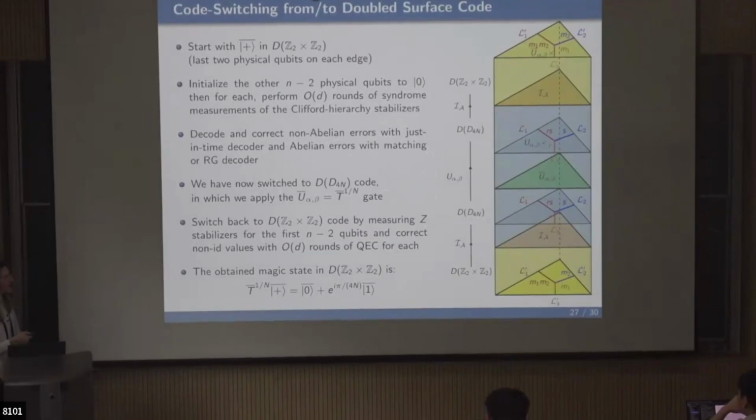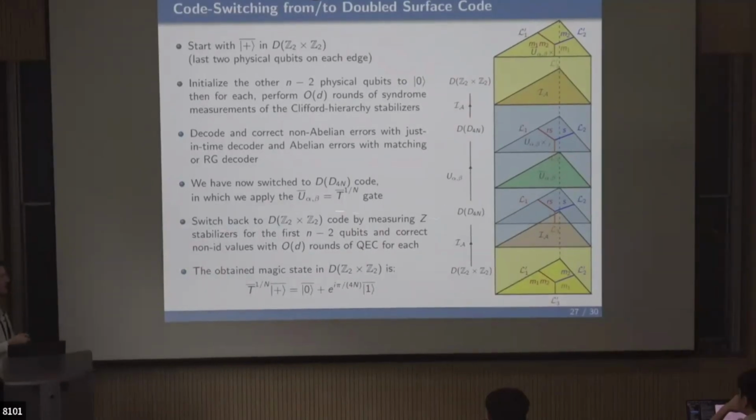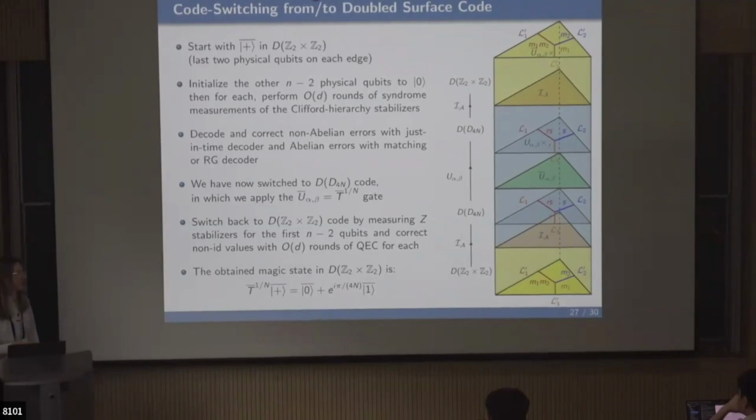So in the D4n code, we can apply this logical gate on the logical qubit, and then we can switch back to the Z2, Z2 code by measuring the stabilizers for the n-2 qubits. Okay, so if we started with a plus state in this Z2, Z2 code, we can then obtain a magic state at this arbitrary level in the Clifford hierarchy.